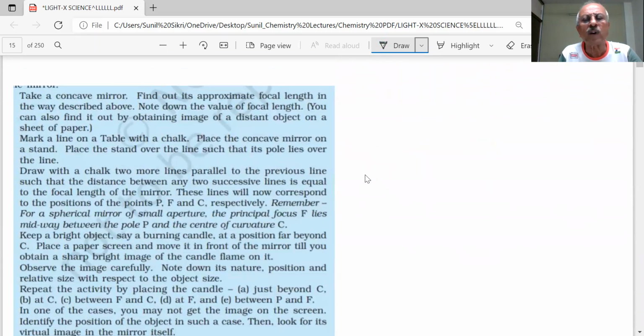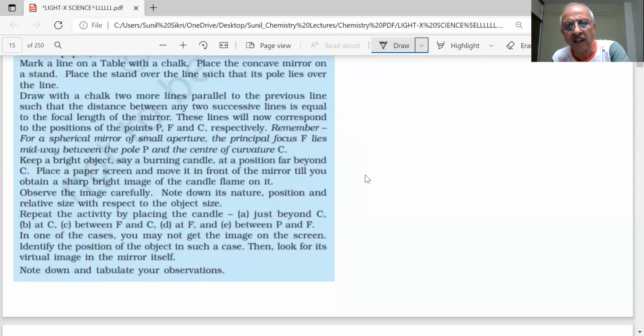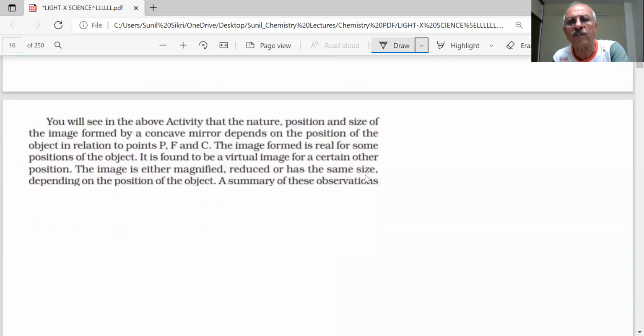Here is an activity you can do. You know how to find the focal length of a concave mirror. You already know this activity. As I have drawn in the diagram, there is a pole, a focus and a center of curvature. The rays which are parallel to the principal axis meet at a point which is called the focus of a concave mirror. So you can use a candle and also shift the position of the candle and study what type of images are formed and what is the position of the images. This activity you can do as shown and asked in the NCERT book.